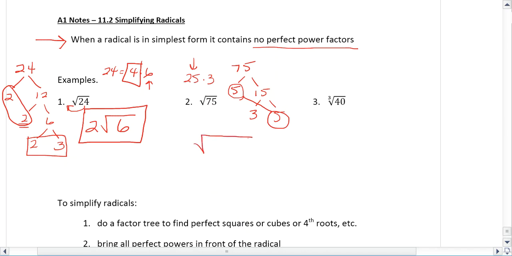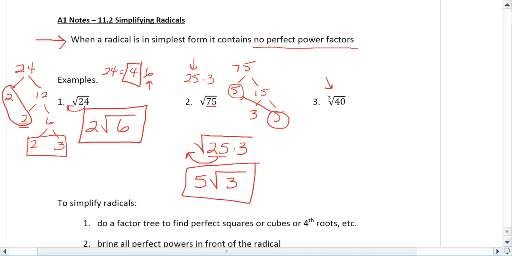I'm not going to require you to write this step. I'm just sort of being a little Captain Obvious here and showing you that 75 is 25 times 3. 25 is a perfect square, so that perfect square has to come out because the square root of 25 is 5, and all that is left behind is the square root of 3. So square root 75 simplified is 5 square root 3.